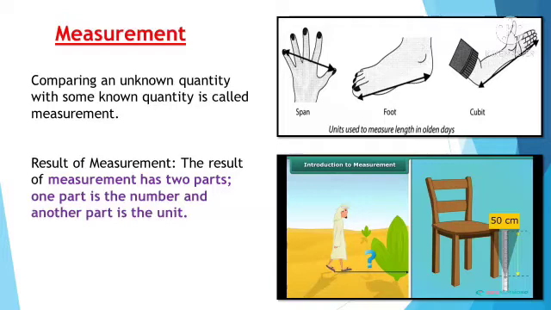What is measurement? Comparing an unknown quantity with some known quantity is called measurement. So, the result of a measurement always has two parts. One part is the number and another part is the unit. Like your chair is 50 centimeters long. Okay, so 50 is the number and centimeter is the unit, that is the measurement.